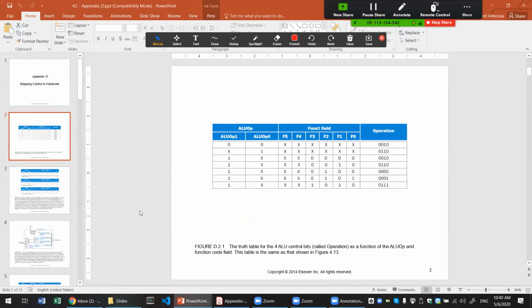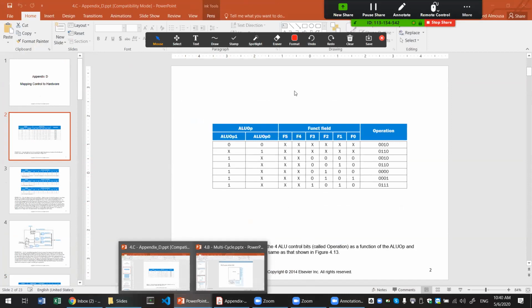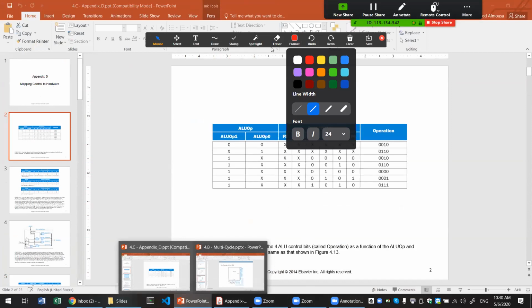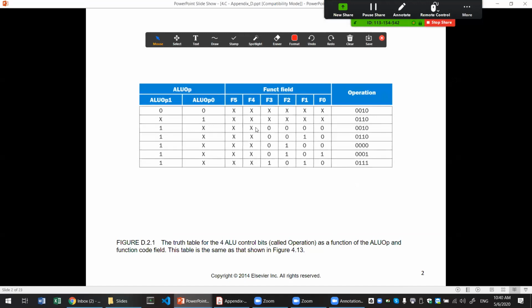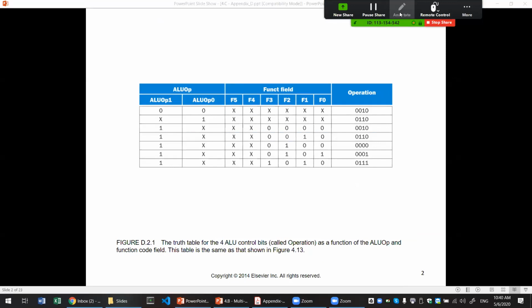Now, what we want to do in appendix D is the design of the ALU control. If you recall, we had a part where the ALU op gives me 2 bits, 1 and 0. Those 2 bits were entering a small control unit that we called ALU control. And now we want to derive the logic of this control unit.